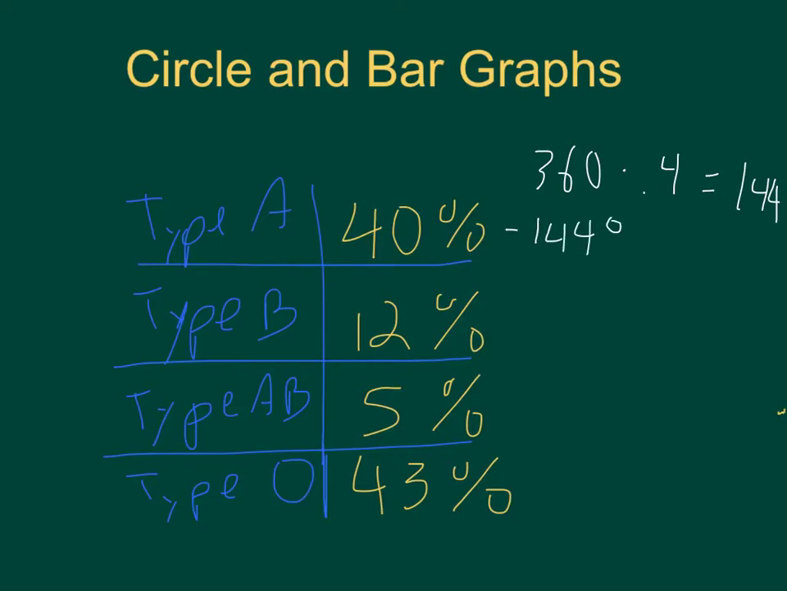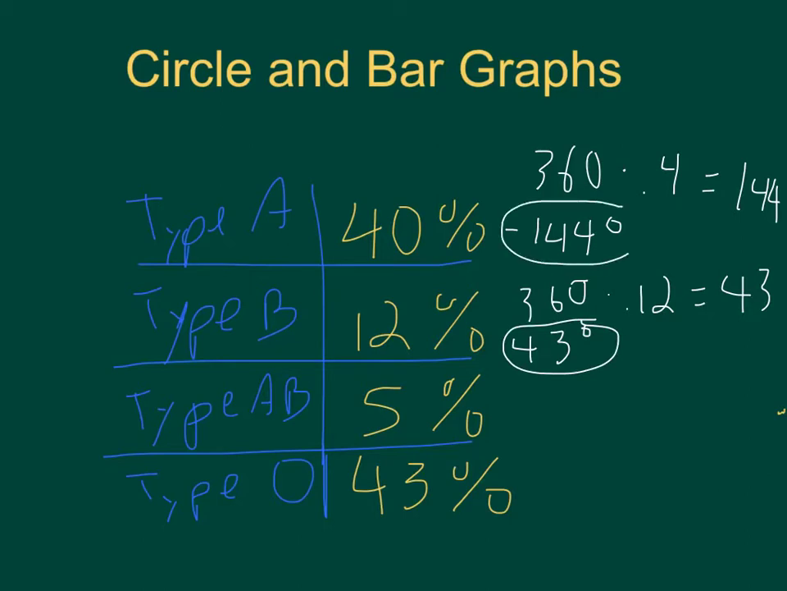Type B, I would do 360 times 0.12, that would give me 43. So that's 43 degrees. Make sure that these are right there. Okay. Next one, 360 times 0.05. That should give me 18. So this is 18 degrees.